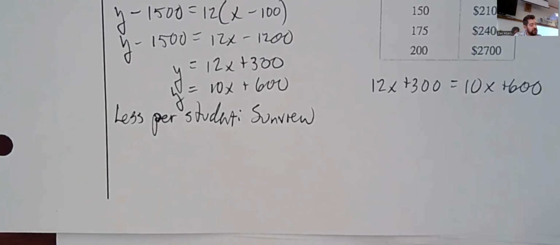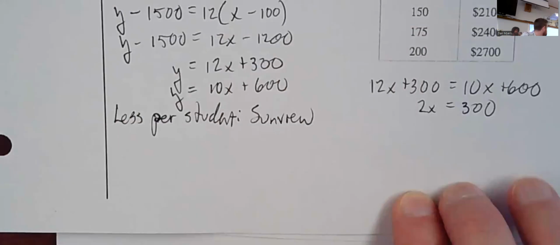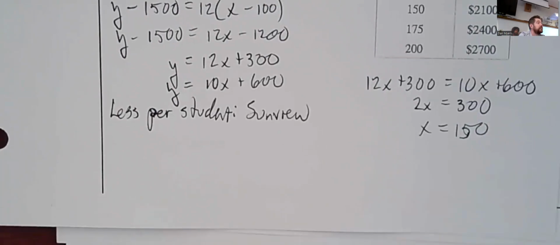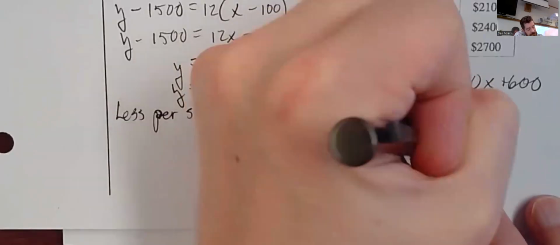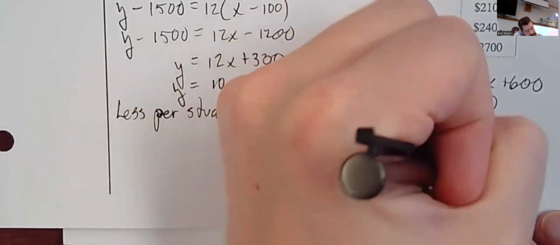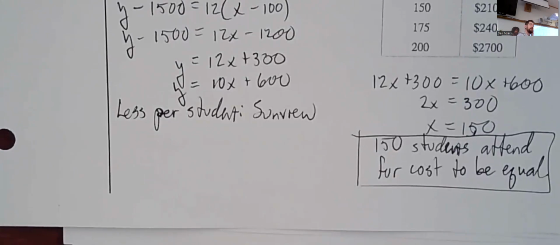And now we just have to figure out X. X would be the number of students. So subtract 10x, that would be 2x. Subtract 300, that would be 300. Divide by 2, and X equals 150. So how many students need to attend for the cost to be the same? 150. So 150 students attend for the cost to be equal. 150 students need to attend for the cost to be the same. Cool.